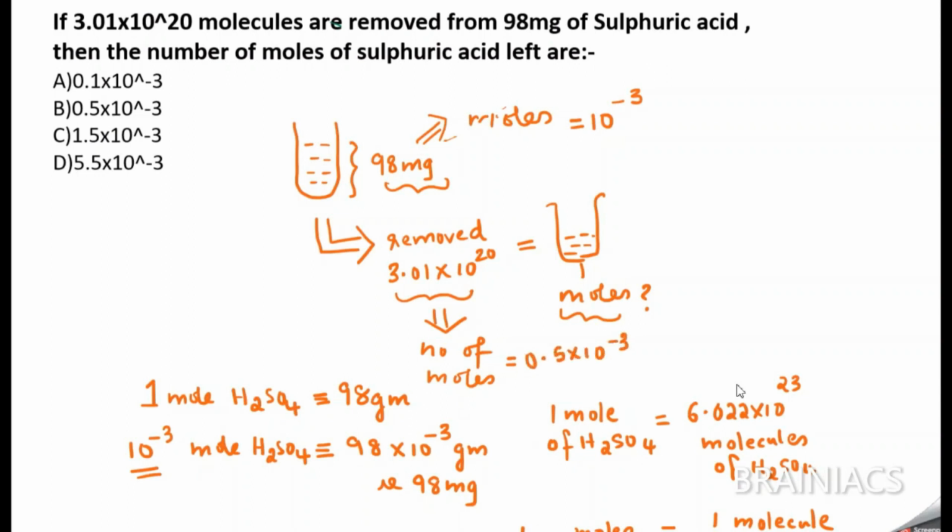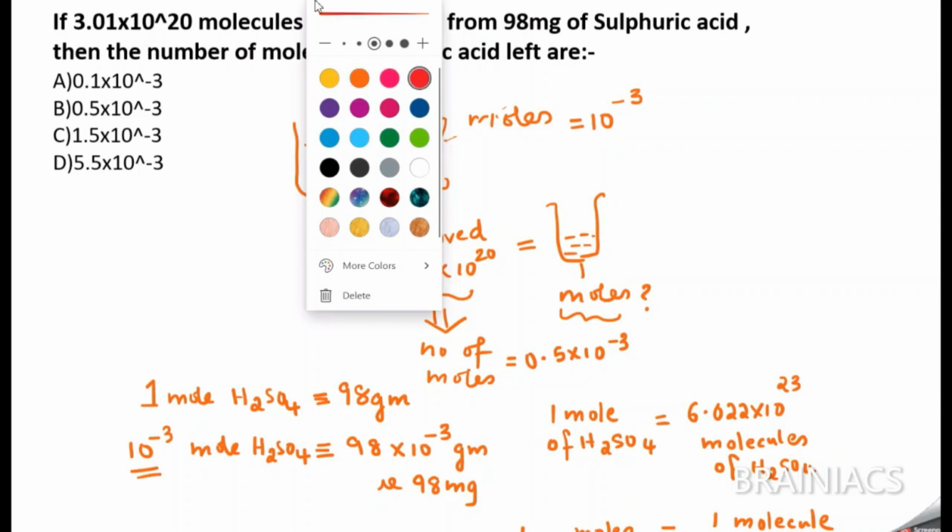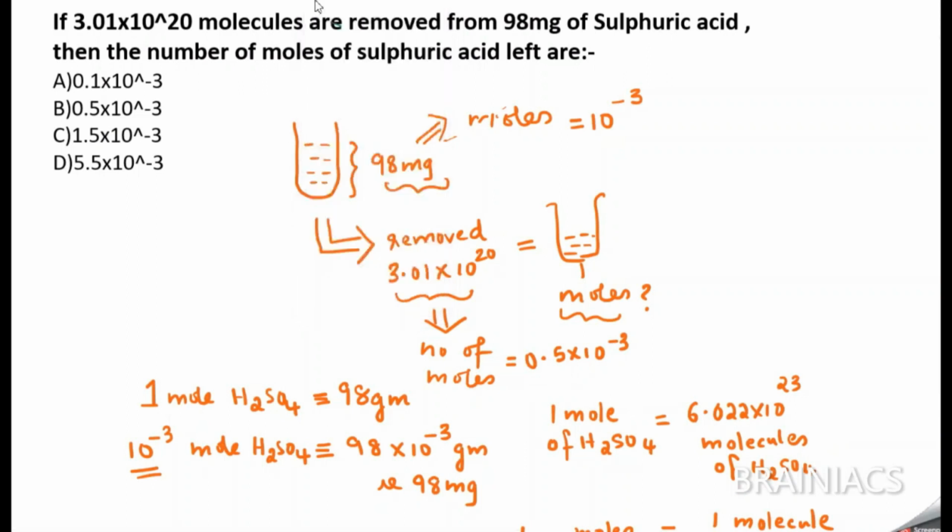Correct? So what is then finally left behind? I will take another color for your understanding. So I can say finally the amount that is left behind is equal to 10 power minus 3, which was initially present, minus how much is removed? 0.5 into 10 power minus 3 is removed.